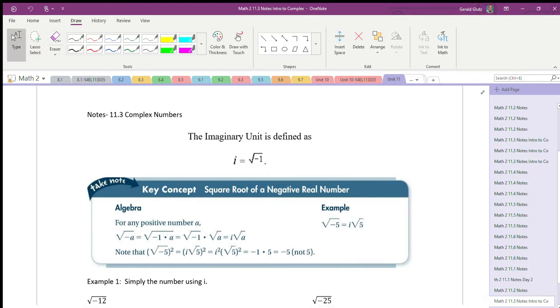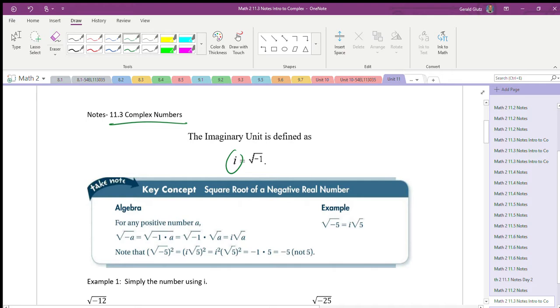Hello and welcome to the next section in Unit 11. This section is all about complex numbers. Another phrase for complex numbers is imaginary numbers. That is where we get this letter i. The i kind of stands for imaginary.